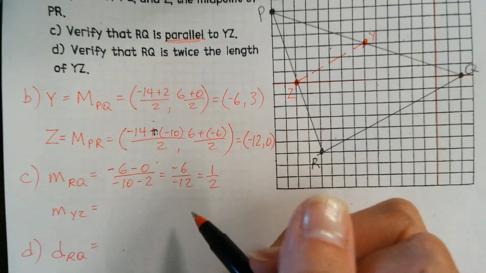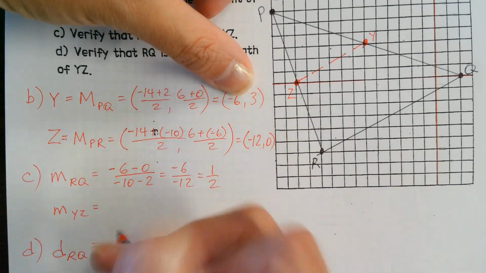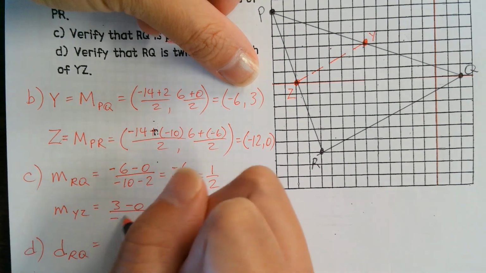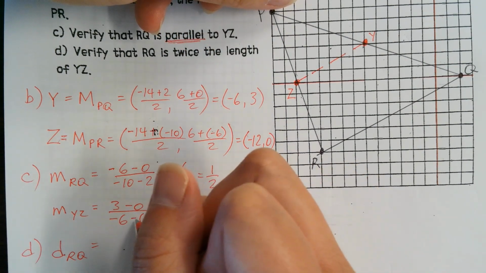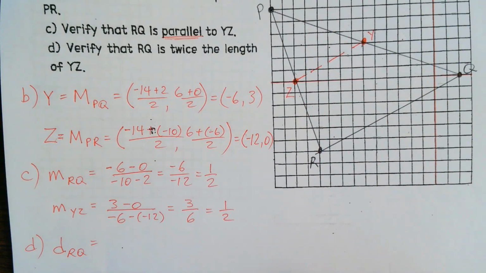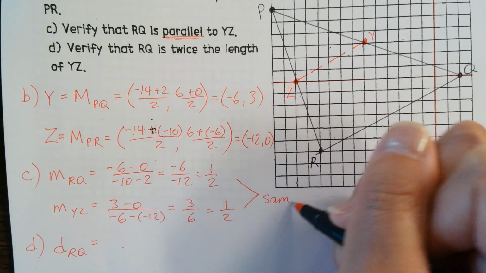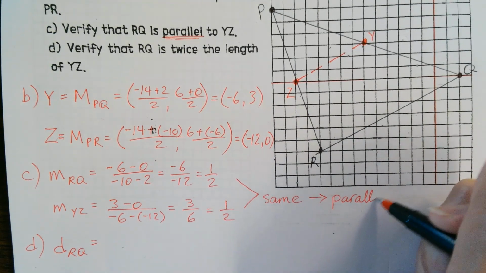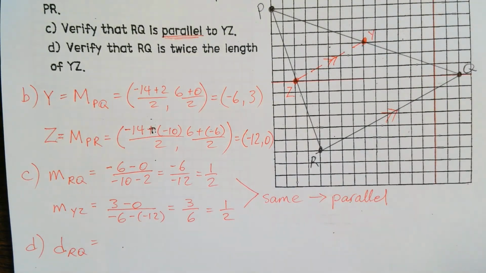Okay. Do the same thing, but now for YZ. So these 2 points right here. y2 minus y1 over x2 minus x1. So you get 3 over 6. When you reduce it, you get 1 over 2 as well. So since both slopes are the same, we can tell that it's parallel. So that means this line right here is parallel to this line.